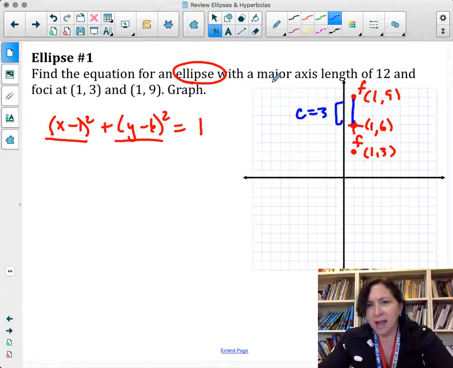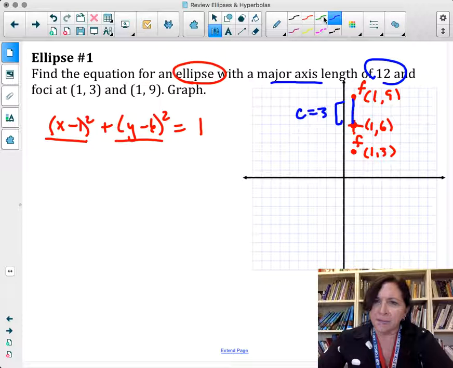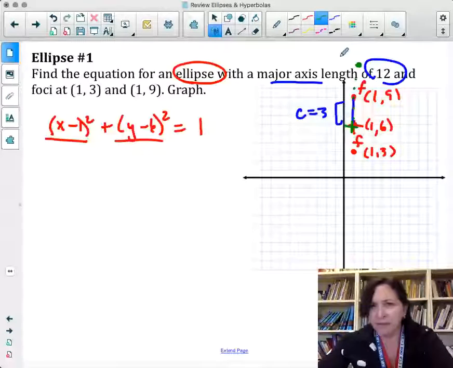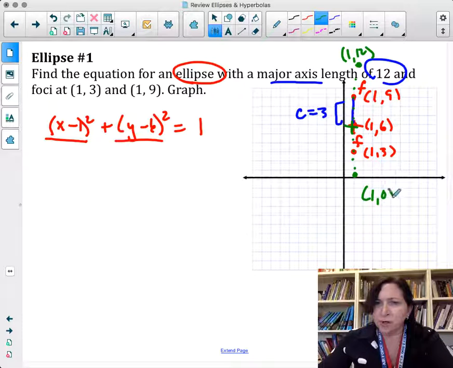In addition, I know that the major axis length is 12. Remember, the focal points are always on the same axis as the major axis. From the center, I would go up 6 and down 6. I've already gone up 3, so 4, 5, 6. This point right here is an additional 3 above that, so (1, 12) is one of my vertices. Then I go down 6, and (1, 0) is the other vertex.